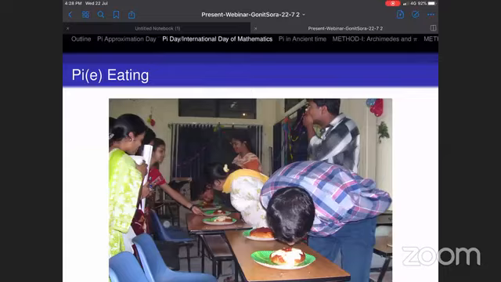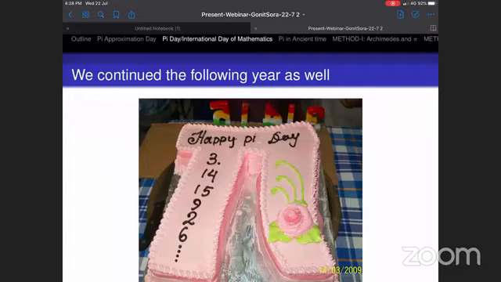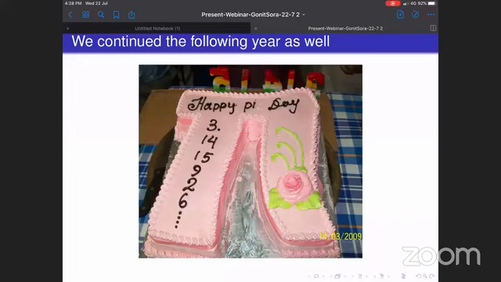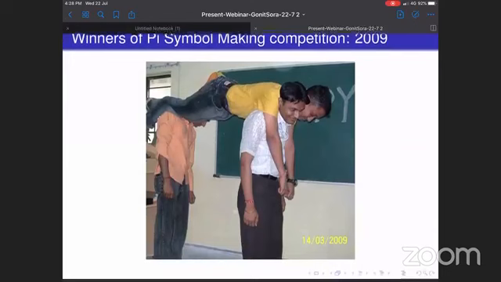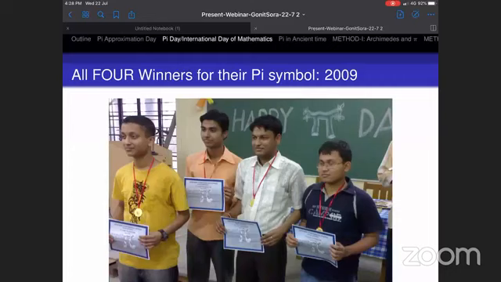And we continued the following year as well, in 2009. We made a very nice, better cake than the previous year. Then these are the winners of the pie eating competition, and this is the winner of the pie symbol making competition. They made a very innovative symbol of pi. So all BTEC students, these Avinas, then the others, the Tapas.